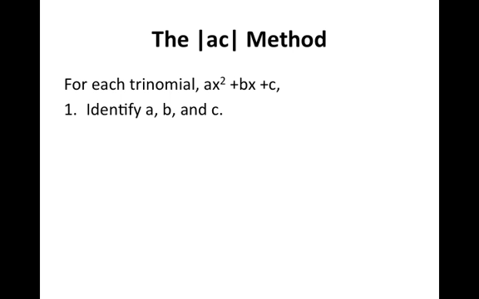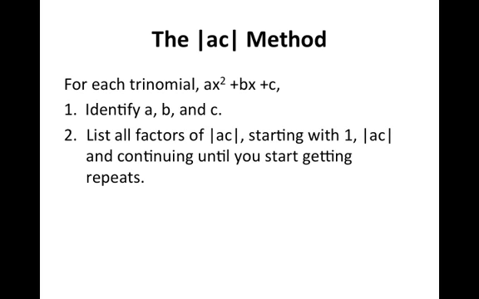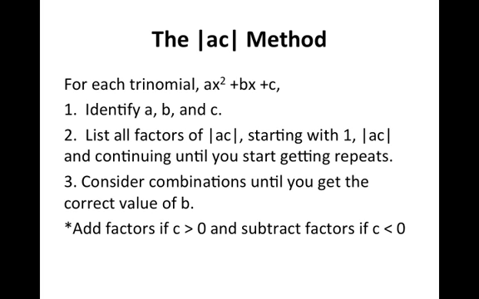All right, so for each trinomial, ax squared plus bx plus c, identify a, b, and c. Then, step 2 is to list all factors of the absolute value of ac, starting with 1 and the absolute value of ac, and continuing until you start getting repeats. Then you want to consider combinations until you get the correct value of b. The way that you're going to combine them is you're going to add the factors if c is greater than 0 and subtract factors if c is less than 0, and you want it to equal b.